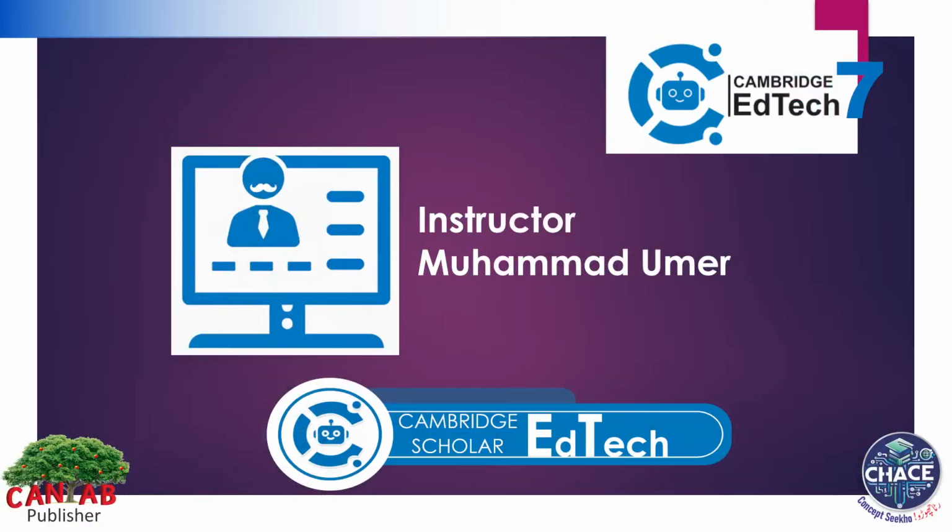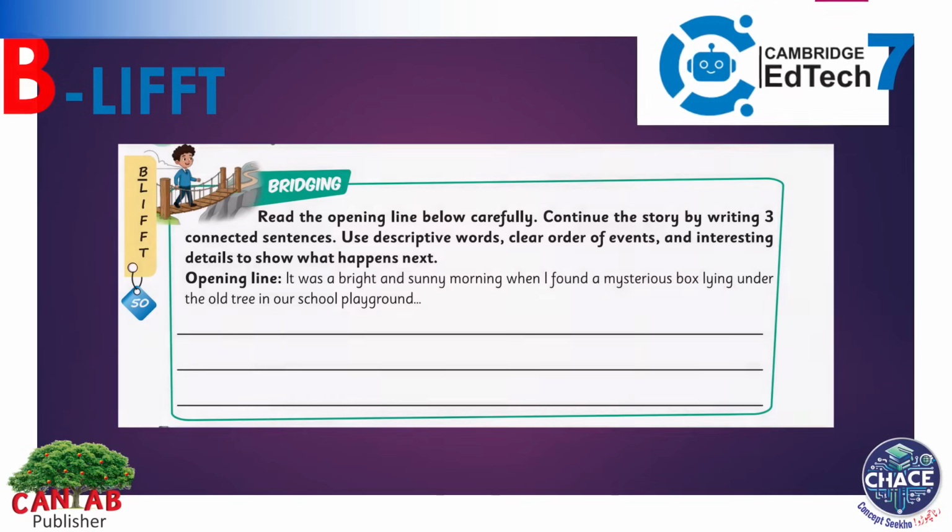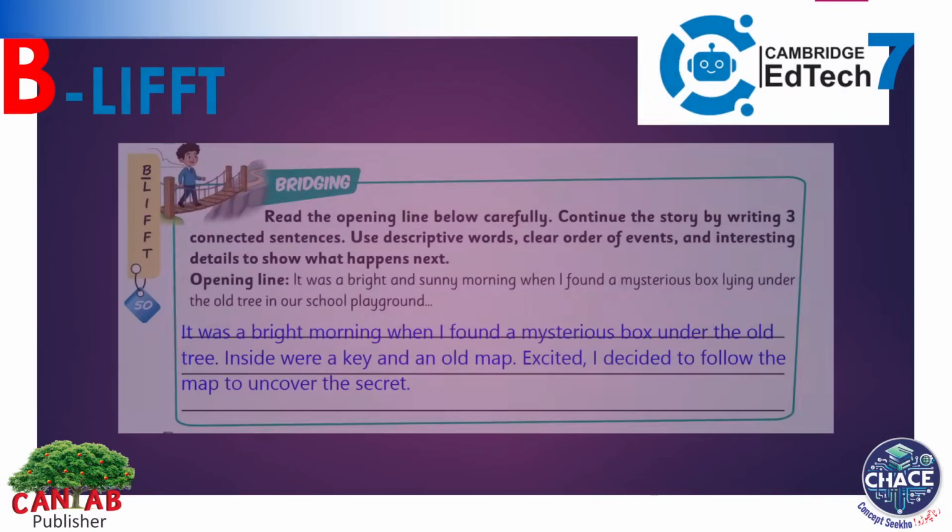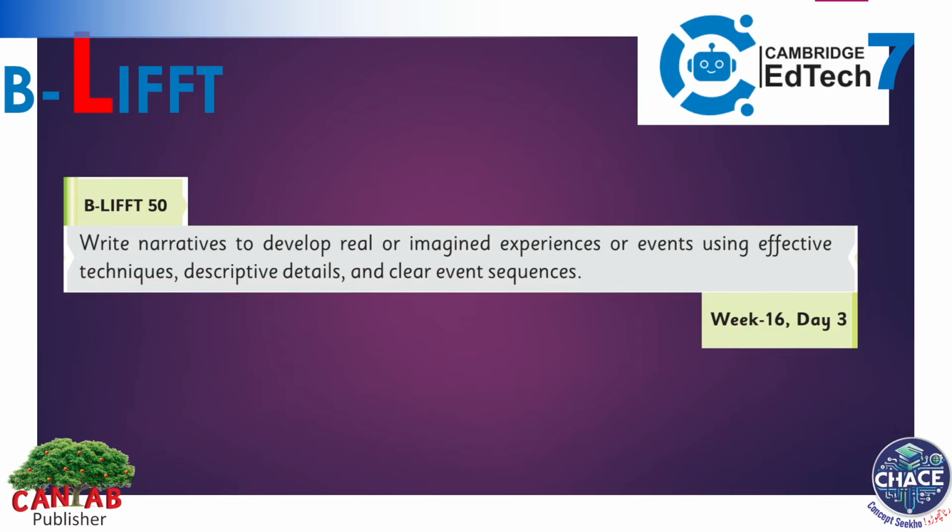Let's start our lecture. Here we have bridging. I hope you have solved it, and here's the answer of that bridging. Today we have LIFFT number 50, and the learning outcome is write narratives to develop real or imagined experiences or events using effective techniques, descriptive details, and clear event sequence.